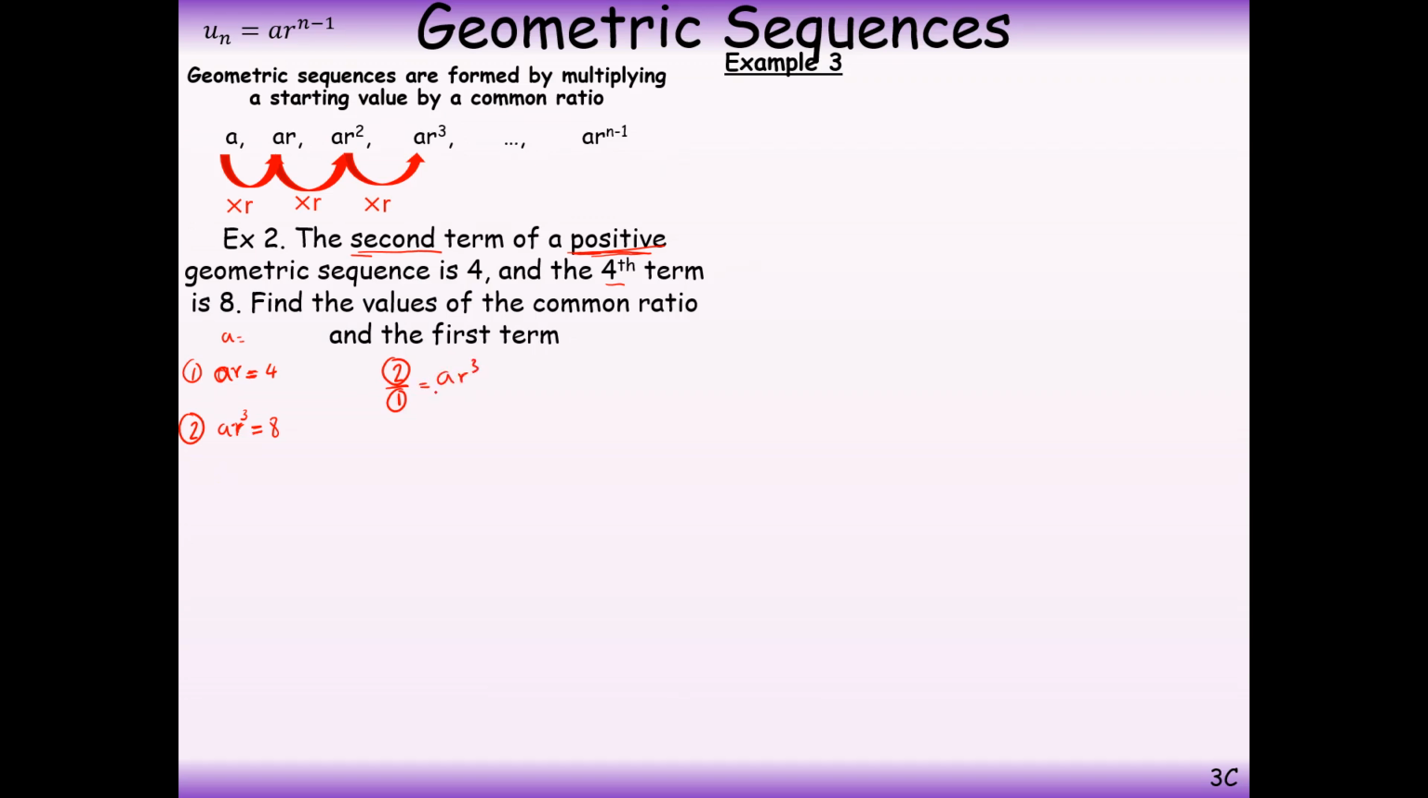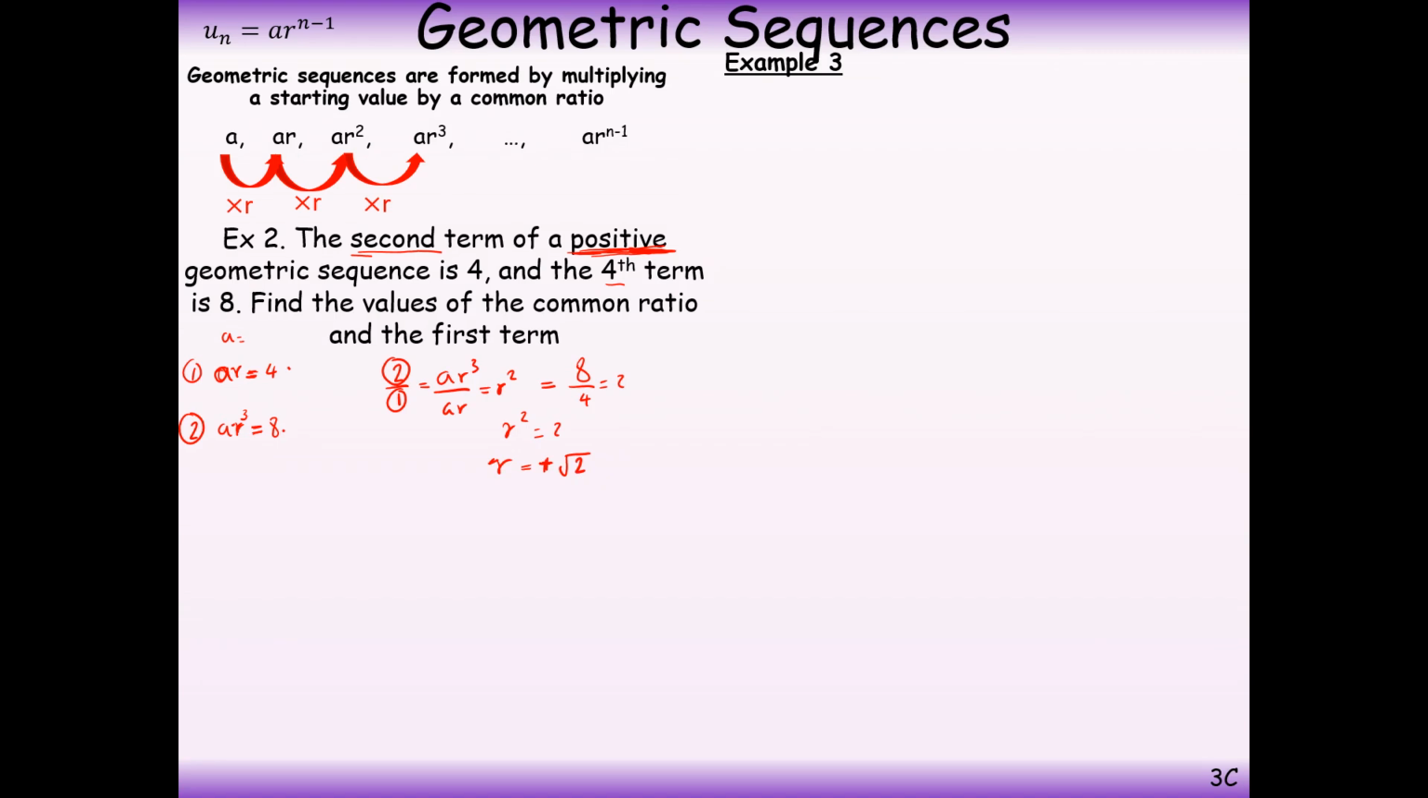AR cubed divided by AR will leave us with R squared. Now, if we divide the second by the first, that means we were dividing 8 by 4, which is 2. So R squared is 2, therefore R is root of 2. Notice root of 2 could be positive or negative, but since we've been told that this sequence is always positive, we're going to ignore the negative answer here and take R to be positive root 2.